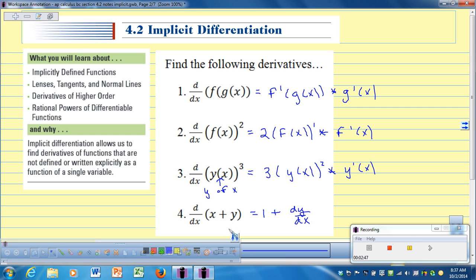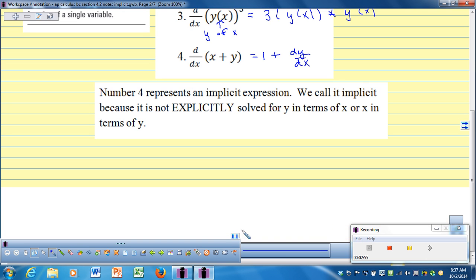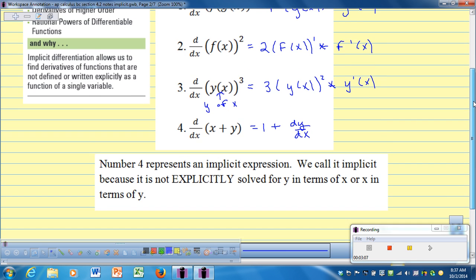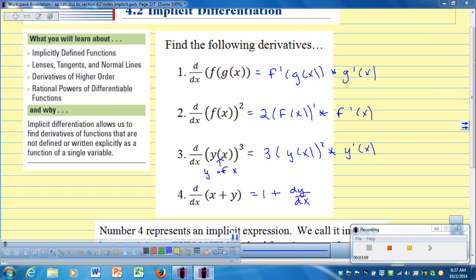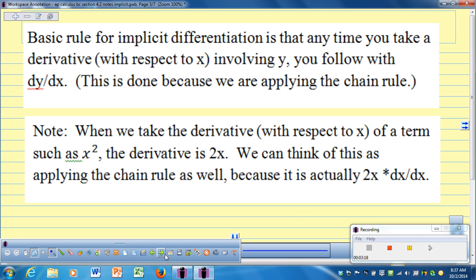All right, so this one is an implicit expression. This leads us into where we are going right now. So number 4 represents an implicit expression. We call it implicit because it is not explicitly solved for y in terms of x, or x in terms of y. All right, so the next thing I have for you, each time we learn these derivative rules, I keep telling you the things I want to be going through your head. So here is what I would like to see you thinking about when we do implicit differentiation.